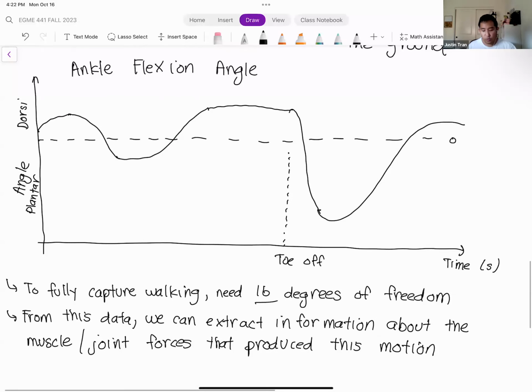Because ultimately, getting that information about the muscles and the joints is usually what's most useful, either for a medical diagnosis, for any kind of analysis, or maybe just for the design of some biomechanical device. And so getting that information, extracting it from the kinematics, is key. Okay. Any questions on this?